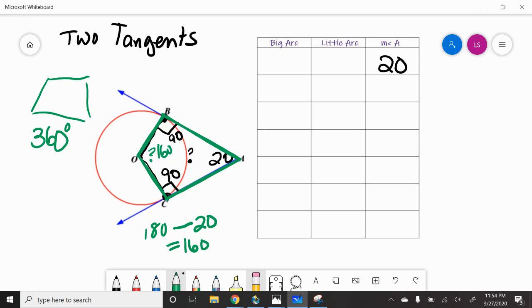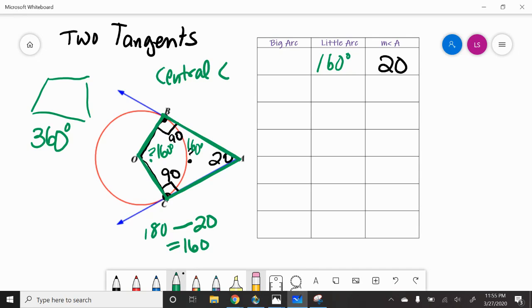And notice that angle O right here, this 160, is a central angle. And because that's a central angle, the angle measure is the same as the intercepted arc. So I have figured out, just by drawing a quadrilateral, what that arc is. So I'm going to fill that in. So this is the little arc that I've just figured out, and that's 160. That's what little arc means.